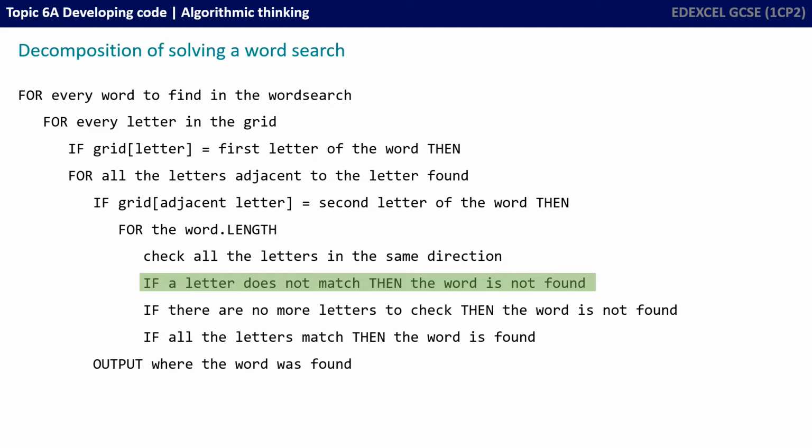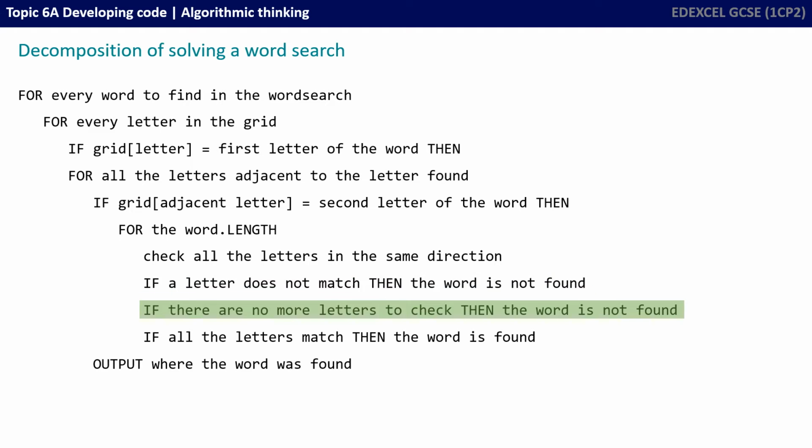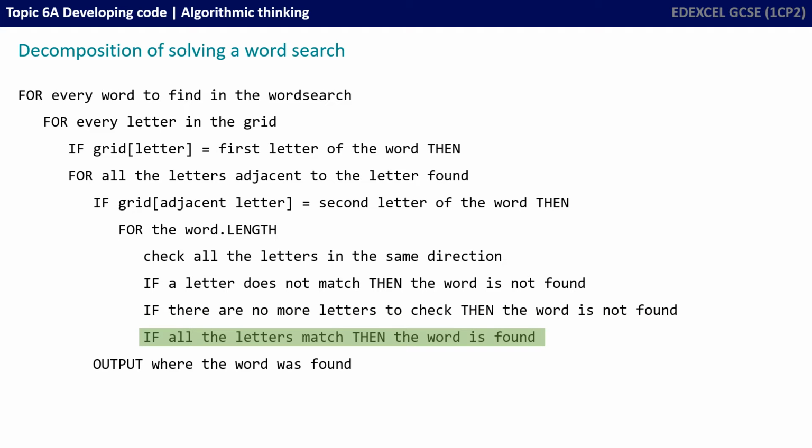If a letter does not match, then the word hasn't been found. If there's no more letters to check because we're outside the bounds of the grid, then the word is not found. If all the letters match, then the word is found. And we could finish by outputting that the word was found.